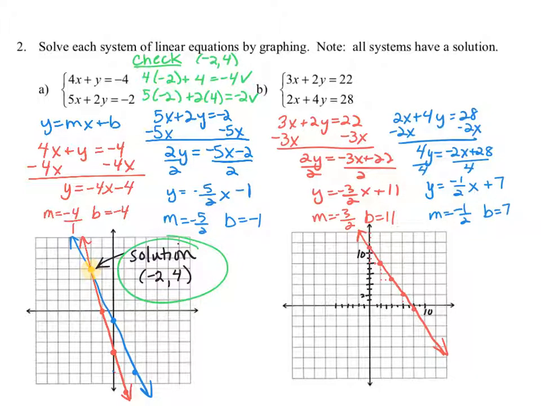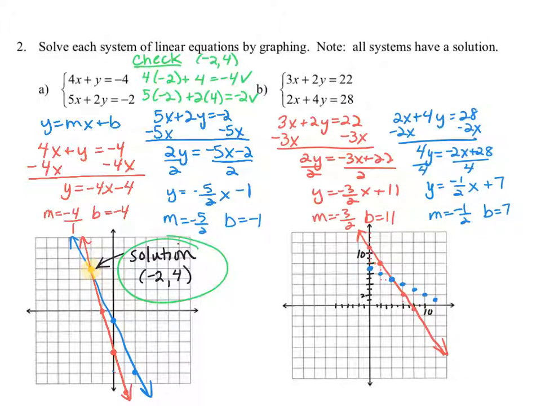We begin graphing at positive 7 on the y-axis: 2, 4, 6, 7. And then we're moving with the slope of negative 1/2. So we go down 1 in the y direction and to the right 2 units, down 1 and to the right 2, down 1 and to the right 2, and so on.